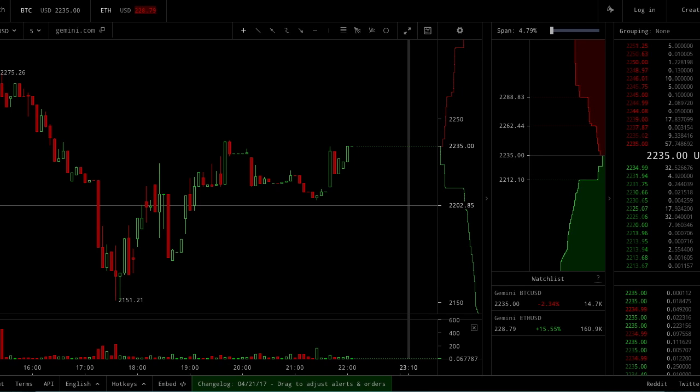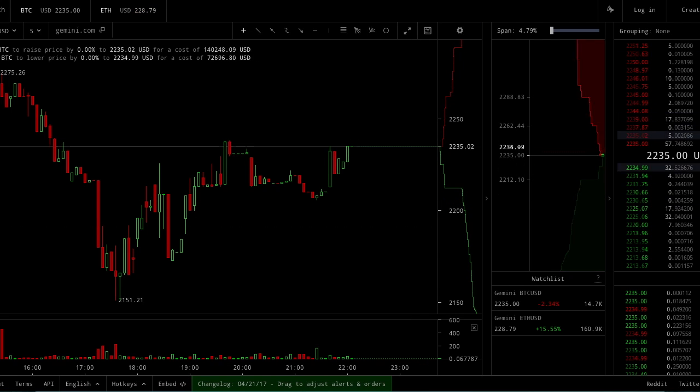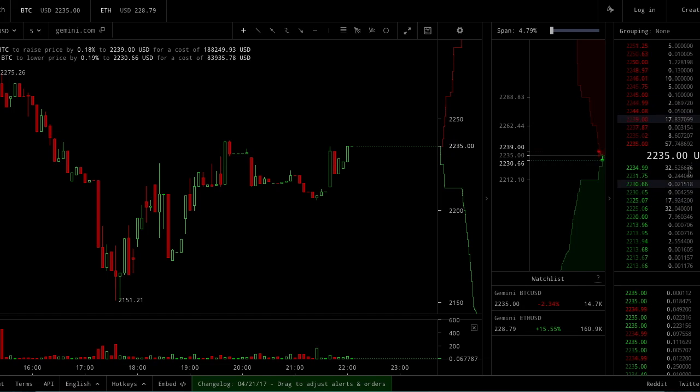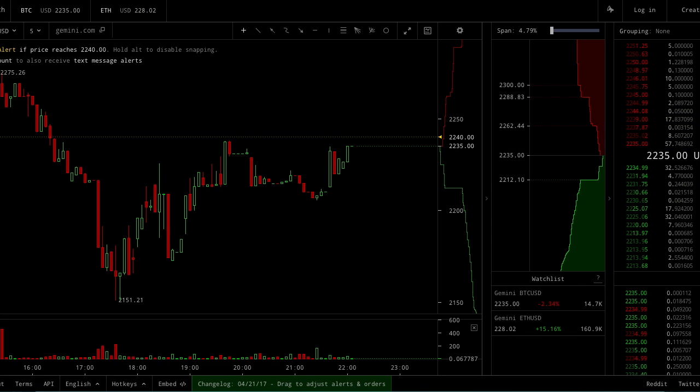Again, order flow is simply looking at this area that's just a representation of price as related to the order flow here, and the order history that's here.